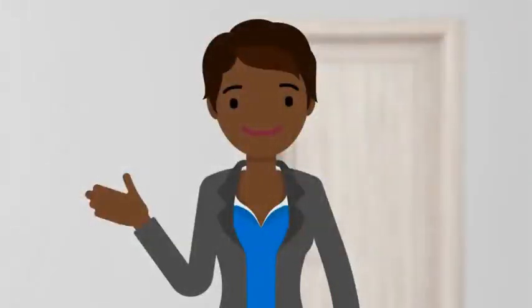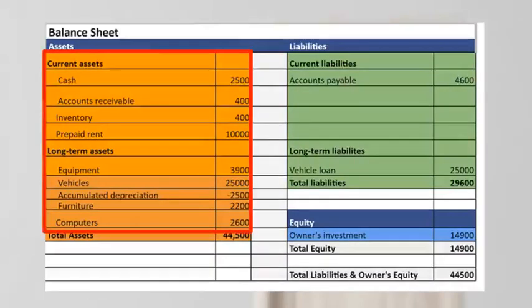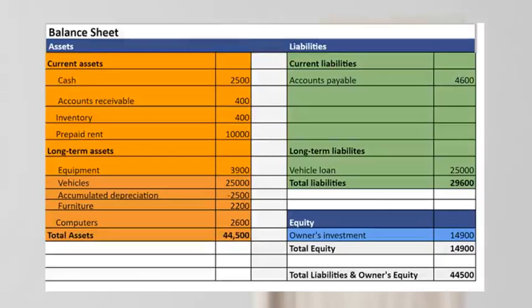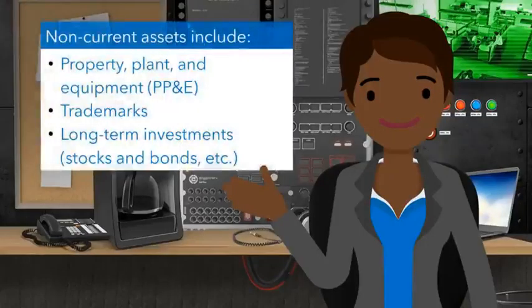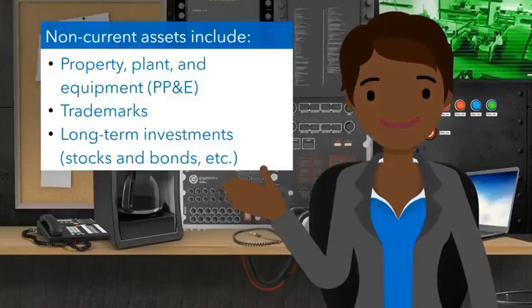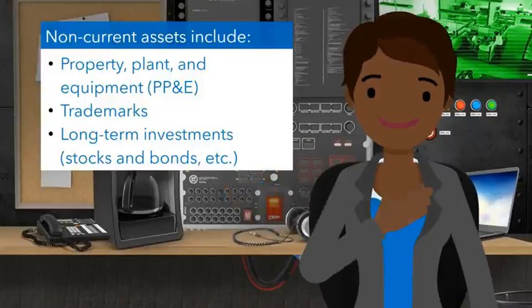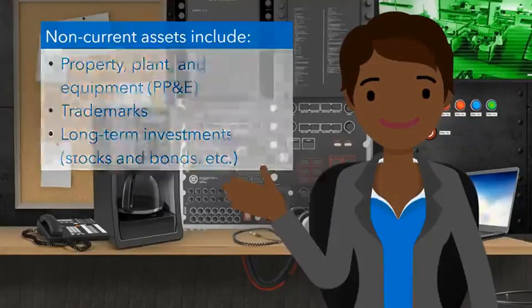Now, let's look a little closer at our balance sheet. If you remember, we talked about different types of assets in an earlier lesson. Let's do a quick review. Current assets and non-current assets. So now we know PP&E is a type of non-current asset. It gets listed on the balance sheet under, and I know this is a shocker, non-current assets.